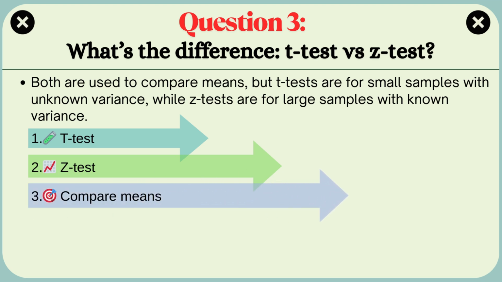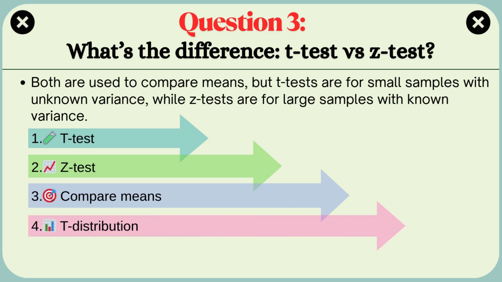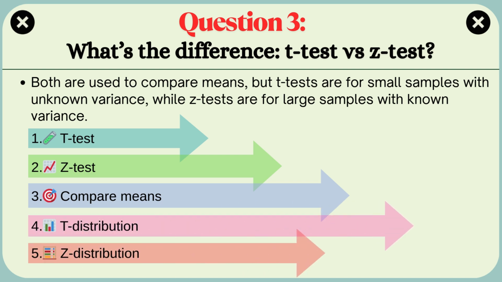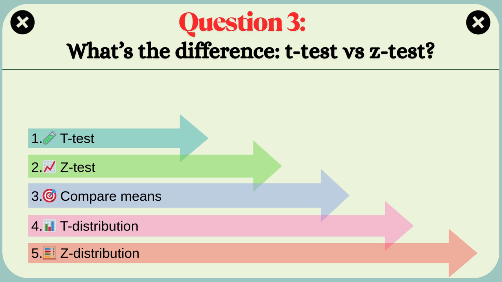Compare means: both test if group means are significantly different. T-distribution used: the t-test relies on Student's distribution. Z-distribution used: the z-test assumes a normal distribution.